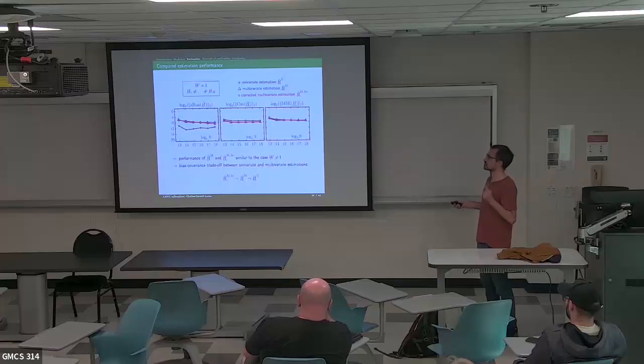It is interesting to see that the performance of the multivariate estimators are the same as in the case when there is mixing. So it doesn't change anything for the multivariate estimators. The difference is for the univariate estimator. And overall, there is a bias. There is a trade-off between the bias and the covariance when you use univariate or multivariate estimator.